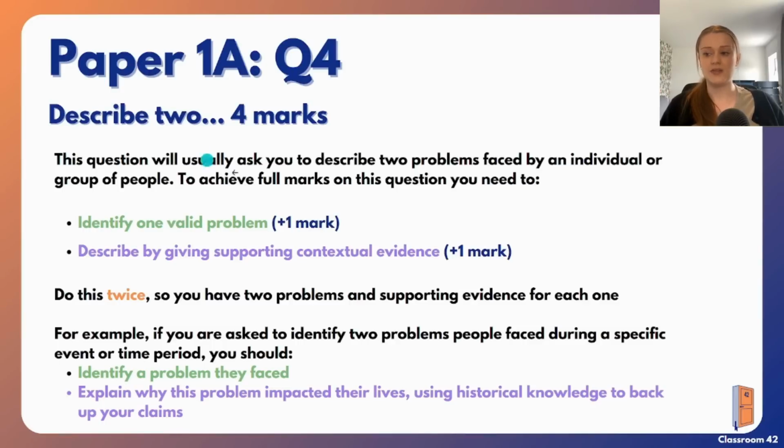So to achieve 4 marks for this question, you need to identify 1 valid problem. That'll get you 1 mark. Then you need to describe this problem by giving supporting contextual evidence. That'll give you another mark. And you just need to do that twice. So you've got 2 problems and 2 lots of supporting evidence. So for example, if you're asked to identify 2 problems people faced during a specific event or time period, you should identify a problem they faced and explain why this problem impacted their lives using historical knowledge to back up your claims, and just do that twice.